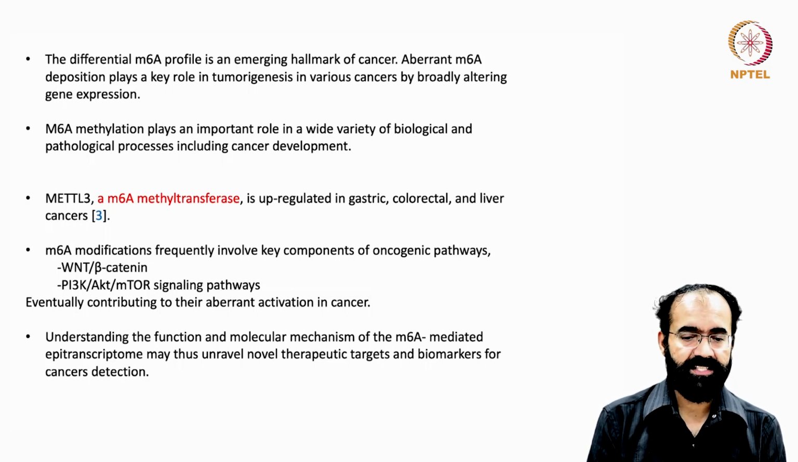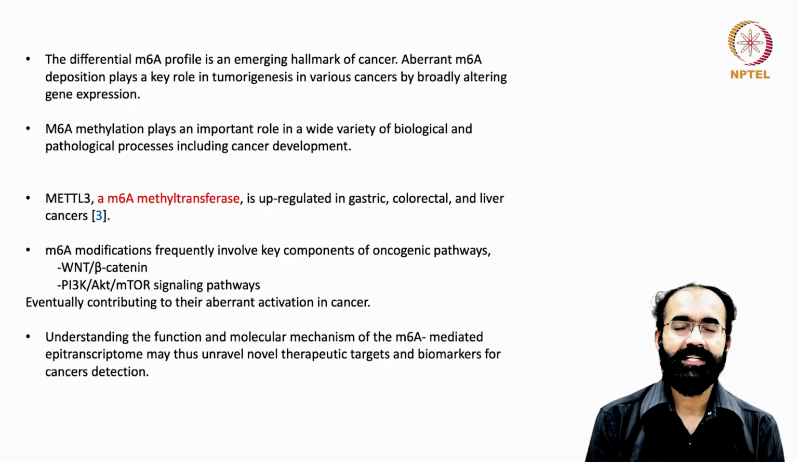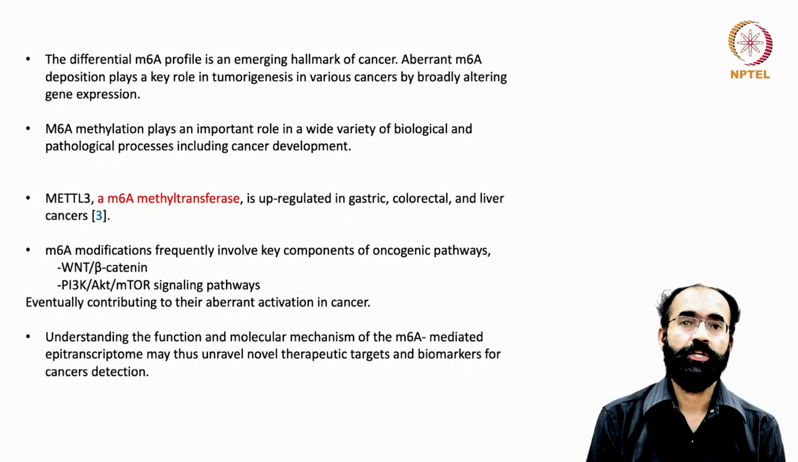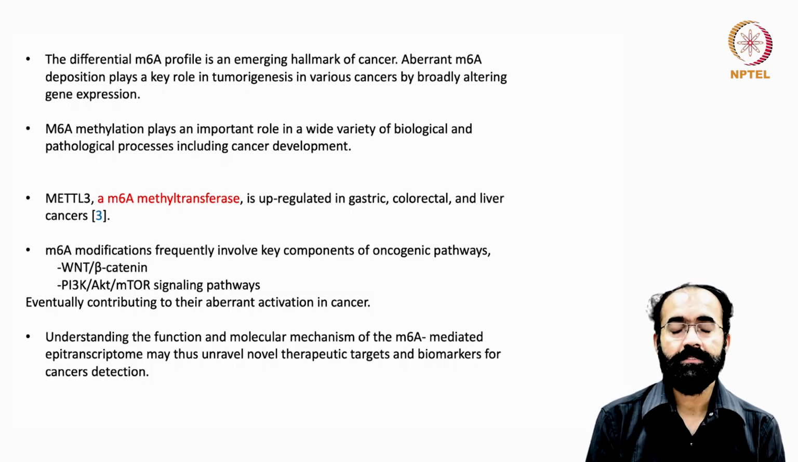The M6A modification frequently involves key components of oncogenic pathways such as the Wnt beta-catenin pathway and the PI3K-AKT-mTOR signaling pathway. These are all pathways that are a must. Say, for example, the Wnt beta-catenin pathway: in order to repair your lost cells, like when your hair is lost, Wnt signaling is important to rejuvenate new hair growth. Say your skin is torn, or you got a cut in your hand, or a mosquito bite or a pimple, and your tissue is damaged. You need to repair that damage.